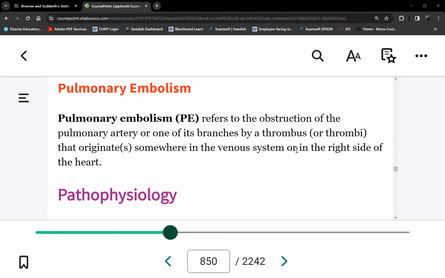Why doesn't the lung tissue die with this obstruction? See, same obstruction of a pulmonary artery or one of its branches. Why did this not result in an infarction? Two reasons. One, there are several branches of the pulmonary artery, so if one is blocked, you can simply go to another side.